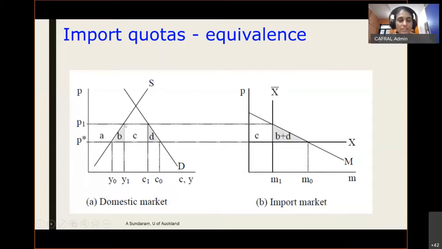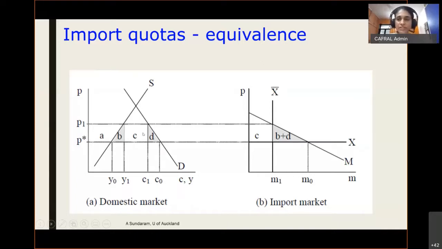Then the question is, under a quota, what happens to the part C? Now, if this was a tariff, then the government would have captured the difference between P star and P1, which is T, the tariff, and it would have captured this revenue, right, the C. But under a quota, the government is not really getting tariff revenue, right? Because a quota is just a quantitative restriction. So then the question becomes, what happens to the C? And this is where the quota is different from a tariff. You don't get the tariff revenue.